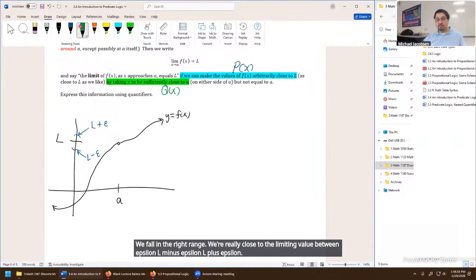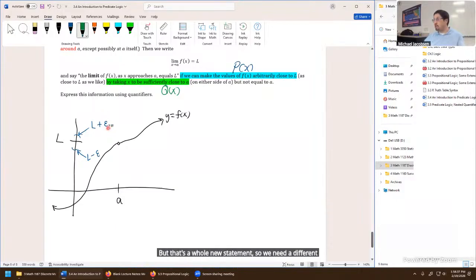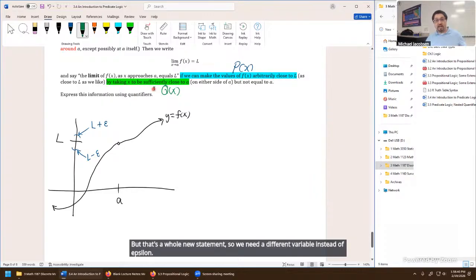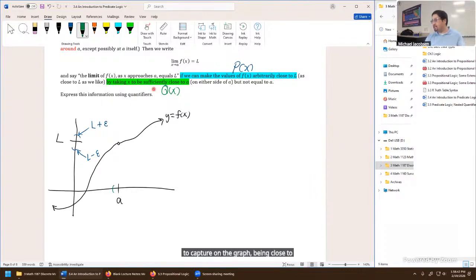But that's a whole new statement, so we need a different variable instead of epsilon. To capture on the graph being close to a, we could rewrite another set. This value here on the upper bound could be, say, a plus delta. The value here on the lower bound could be a minus delta. And now the statement reads, if we're within this range around a, go up, hit the graph, then we're within epsilon distance of L.